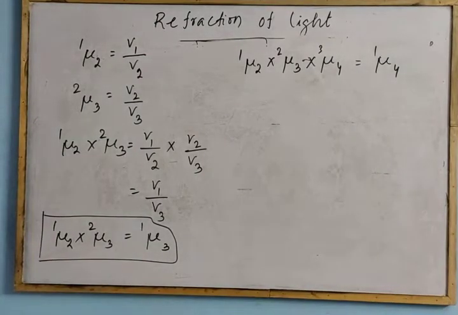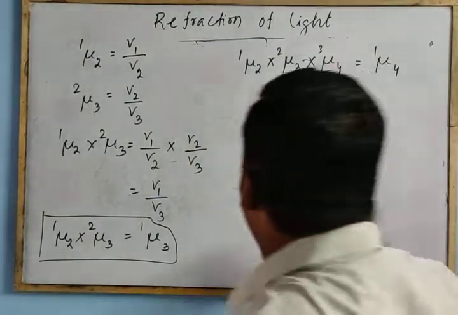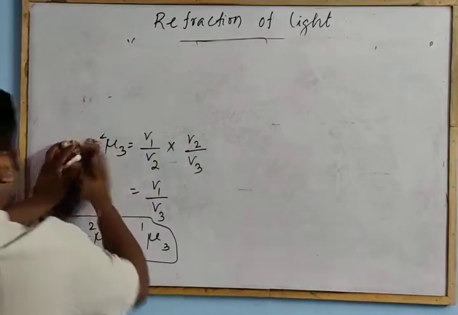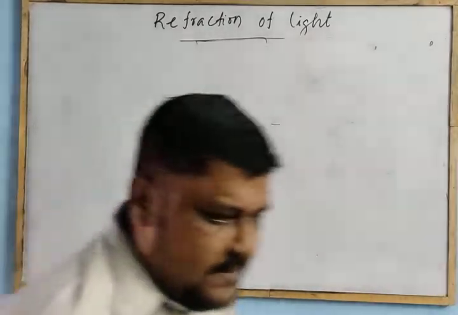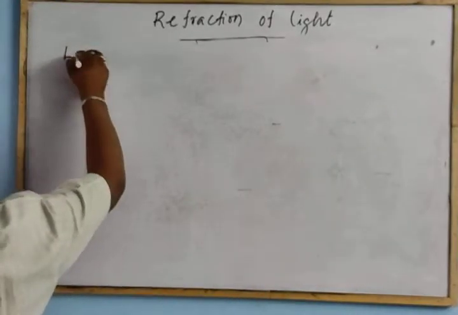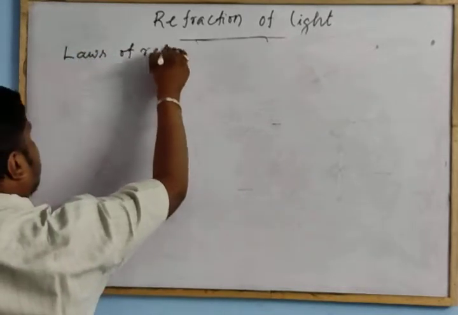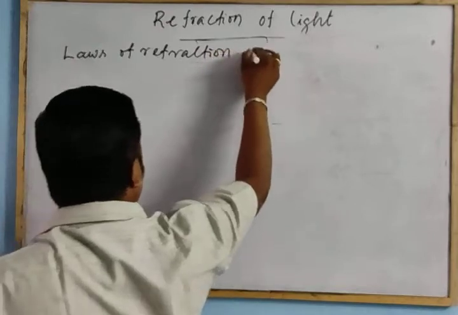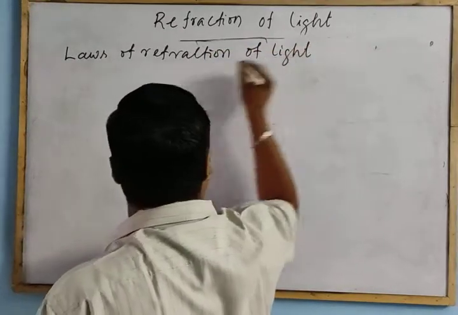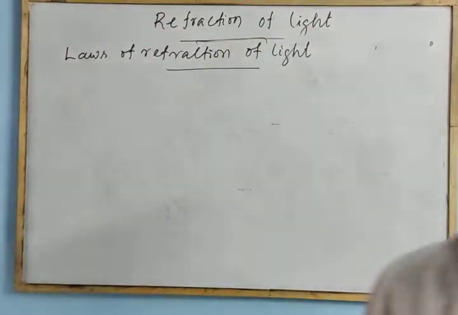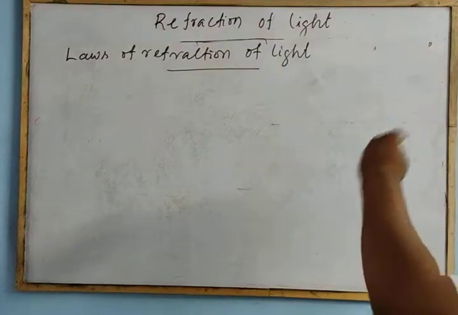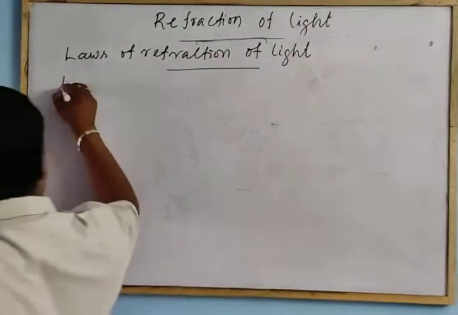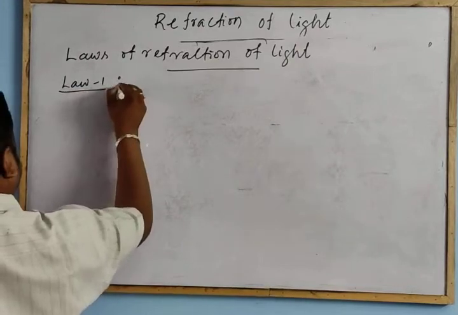Okay. Then after knowing this one, let us go to the laws of refraction of light. The most important one: after knowing the refractive index, now come to the laws of refraction of light. Like the laws of reflection of light, here also there are laws of refraction of light. So law 1, there are 2 laws again in the law of refraction. Law 1, what does it say?